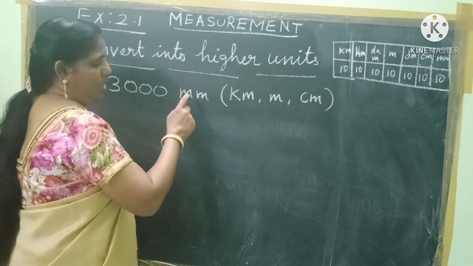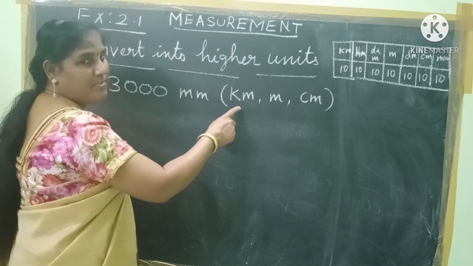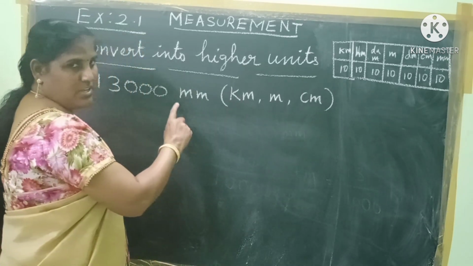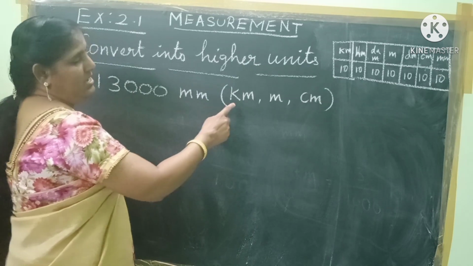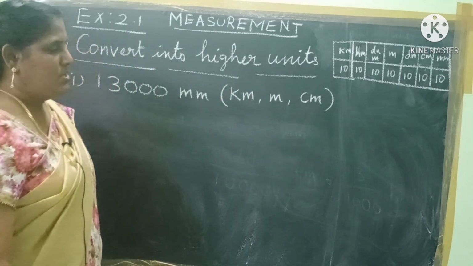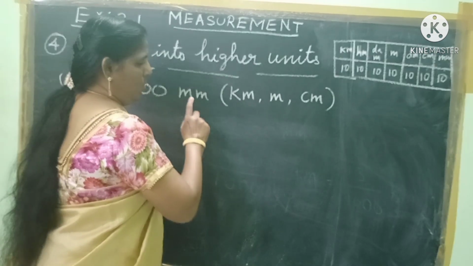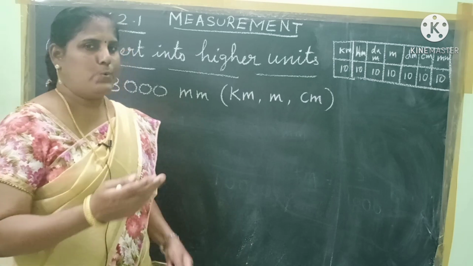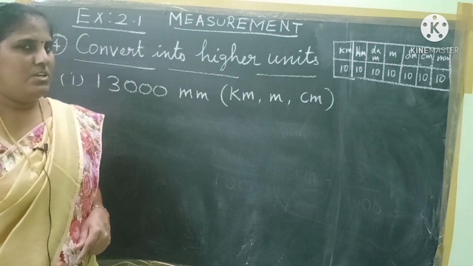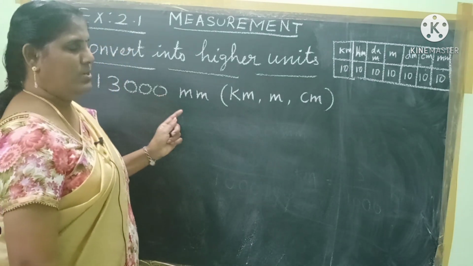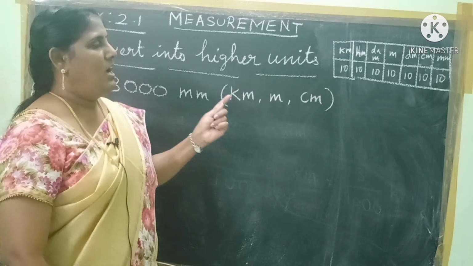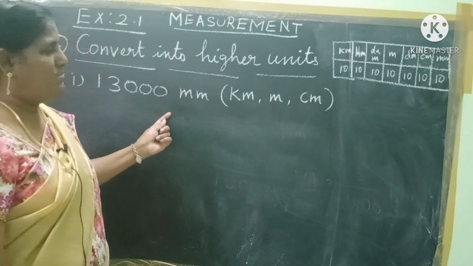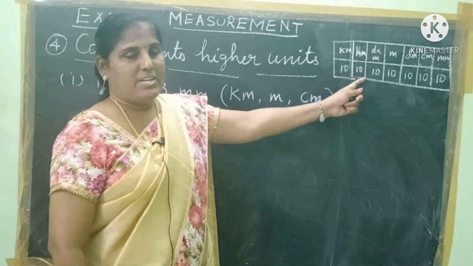So among these, this one is very small. We need to convert lower unit to higher unit; these 3 are higher units only. When you compare to millimeter, these 3 are higher units only. So we need to convert lower to higher. So lower to higher means what was the rule? So what was the rule? If you need to convert the lower unit to higher unit, we need to divide the given number by the power of tens.